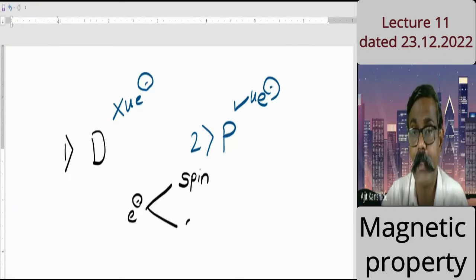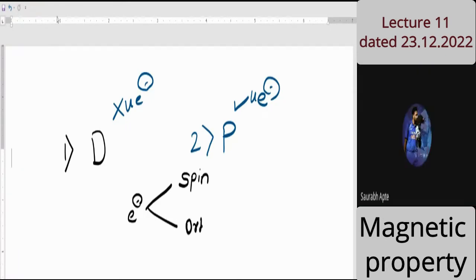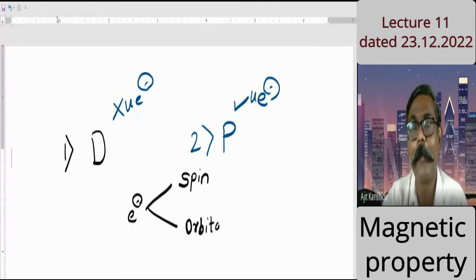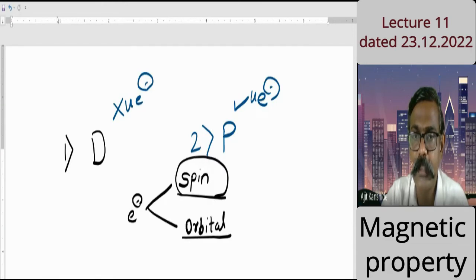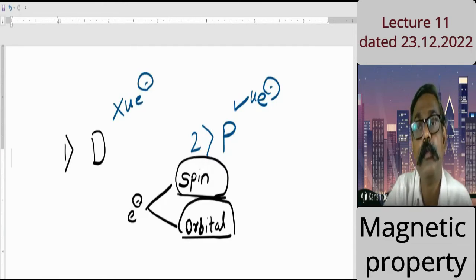Spin motion, and the other is orbital. Orbital, brilliant. All of you are brilliant. Very good, very good. Orbital. So because of both these motions, magnetism should be there.